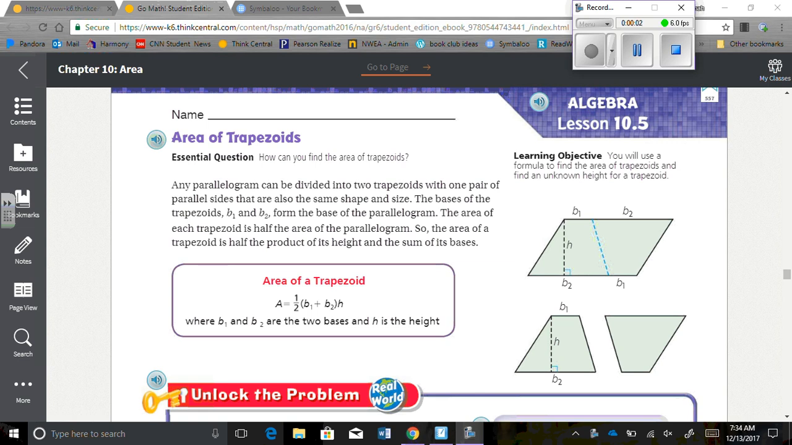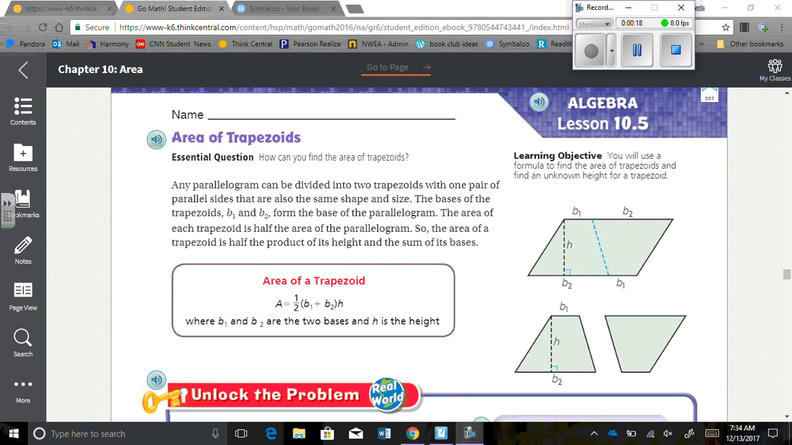Okay, today we're going to talk about Chapter 10, Lesson 5, which is Area of Trapezoids. Our learning objective is you will use a formula to find the area of trapezoids and find an unknown height for a trapezoid. So we're just building on yesterday's lesson.